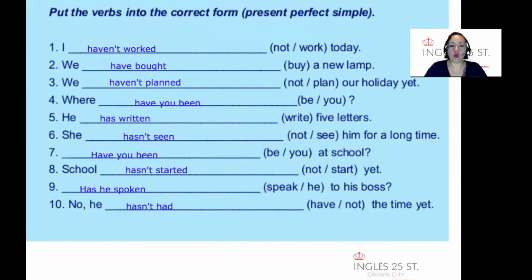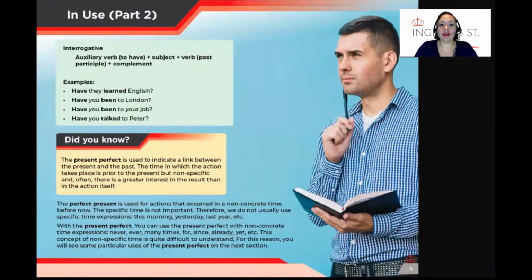Exactly, okay? Why is it hasn't had? Because the verb I'm using is have, so I need to use it as the participle, which is had, and hasn't is the auxiliary. Exactly, that's exactly right. One works as an auxiliary and the other as a verb, and you have to put it in past participle. Very good.